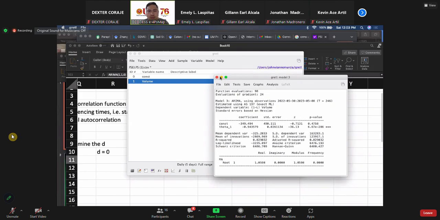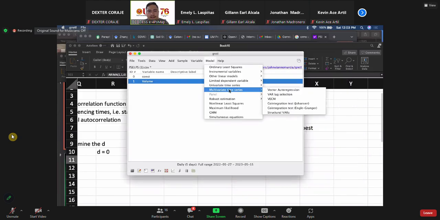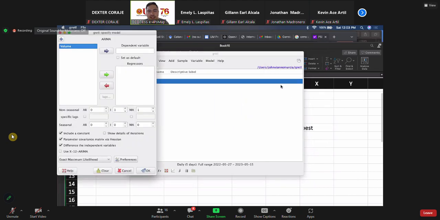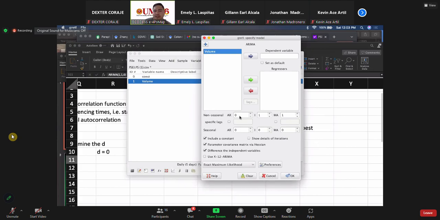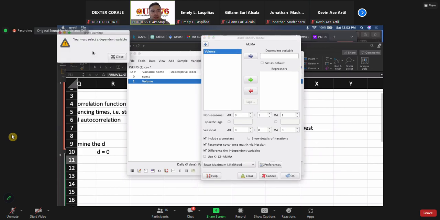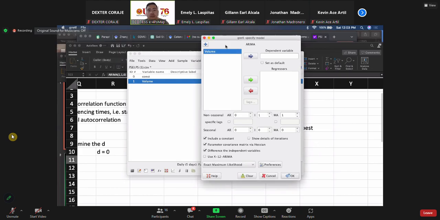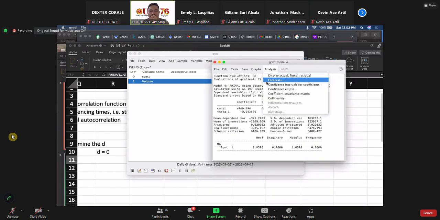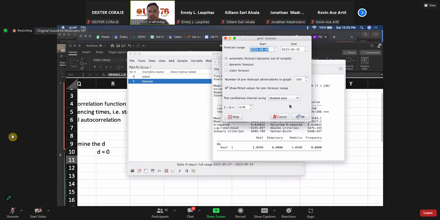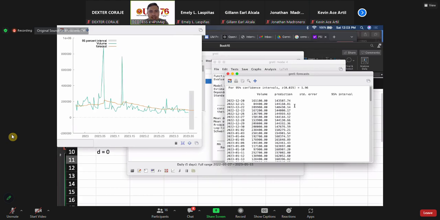Model, univariate time series, ARIMA. Non-autoregressive 0, so it has no autoregressive regressor. So 0, 1, 1, so moving average. And then click OK. So only the MA terms will show in your regressors. It's still significant. And then, let's try to do the forecasting. Shaded area. Click OK.